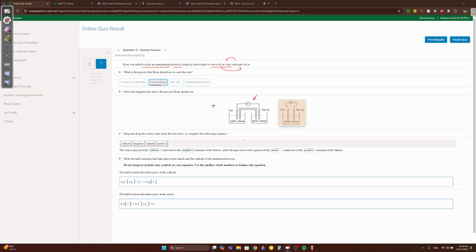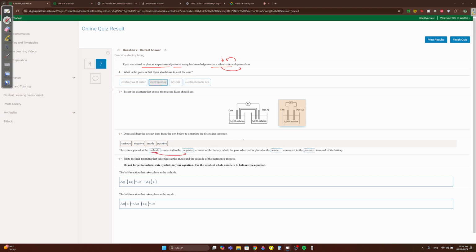Obviously not this, guys. He needs to use electrolysis, right? Not this because, guys, when do we use a salt bridge? That's for the galvanic cell. This whole section is about electrolysis, where it's two electrodes in the same solution with the coin and the pure Ag on one side. The coin is placed at the cathode, the silver is placed at the anode. Why? Now we want to coat the coin. Remember, the thing you want to electroplate has to be at the cathode.